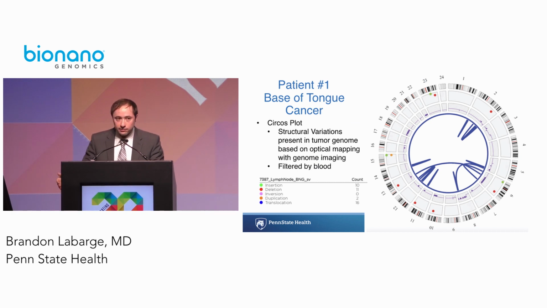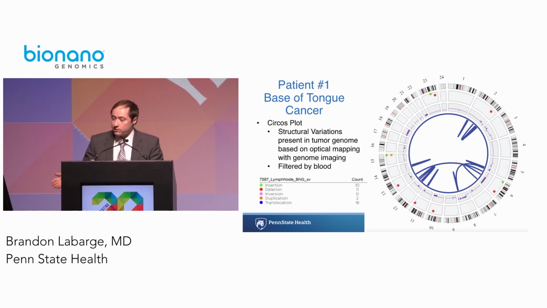So now I'll go through a couple real patient examples. So this is a base of tongue cancer. This is a visualization of the Bionano data. It's called a Circos plot. And so you can see the chromosomes are labeled 1 through 24 on the outside. Beneath that is a chromosomal banding pattern. The different structural variations, so the insertions, deletions, translocations, are color-coded.